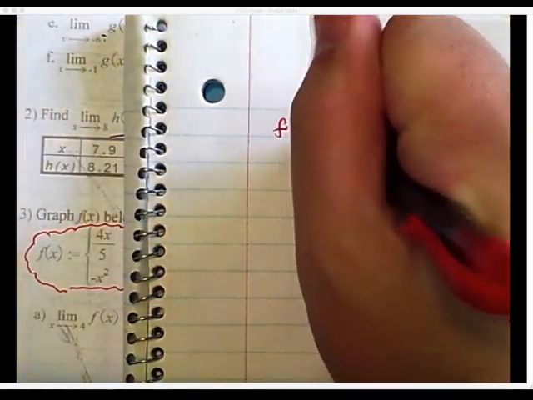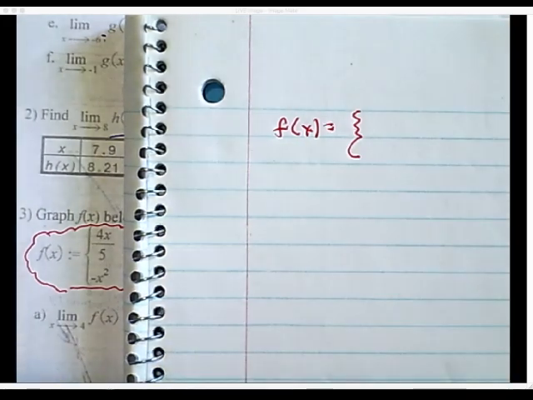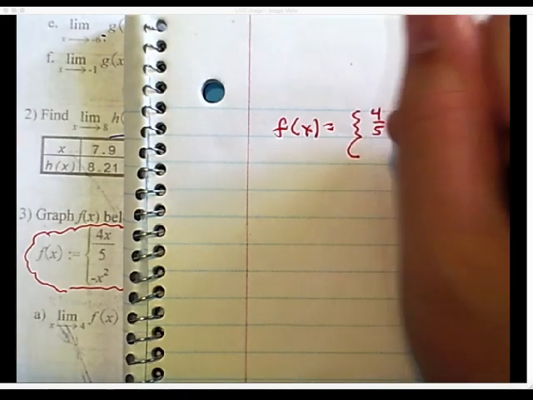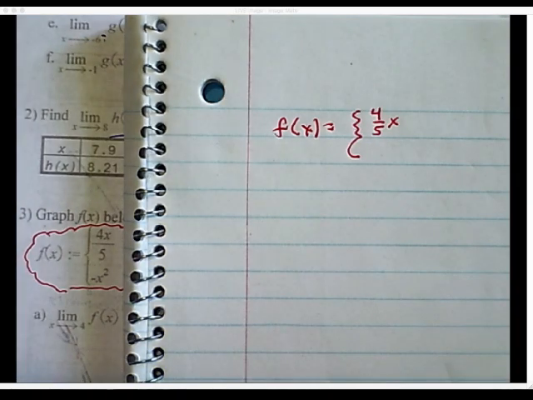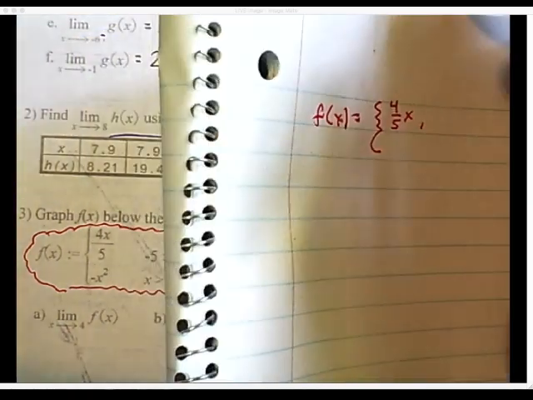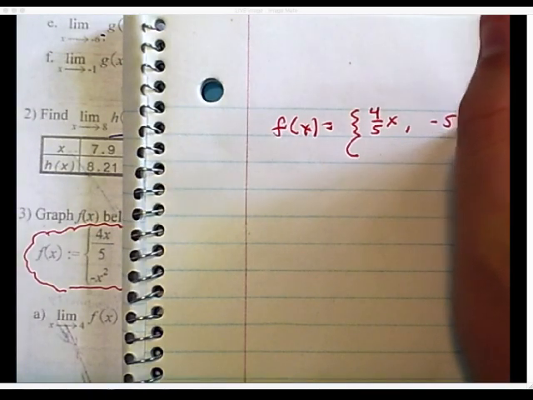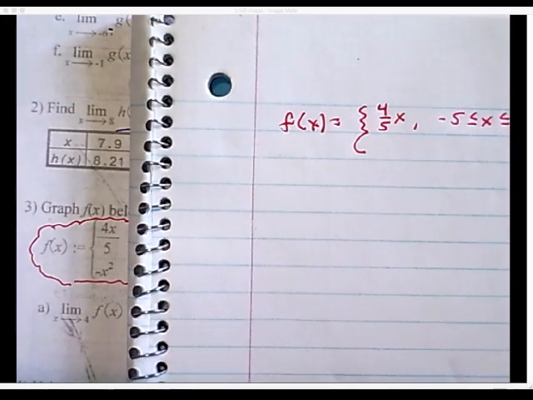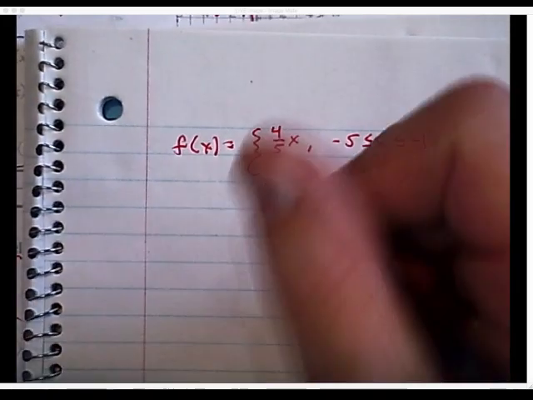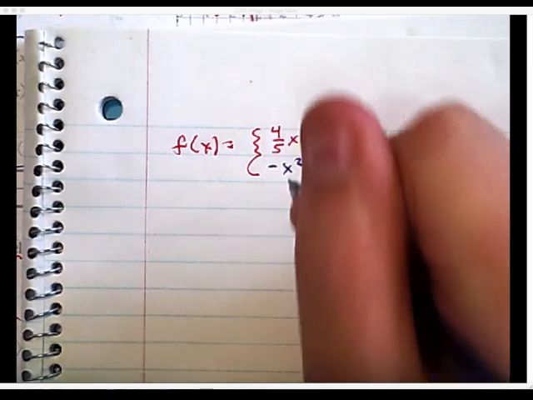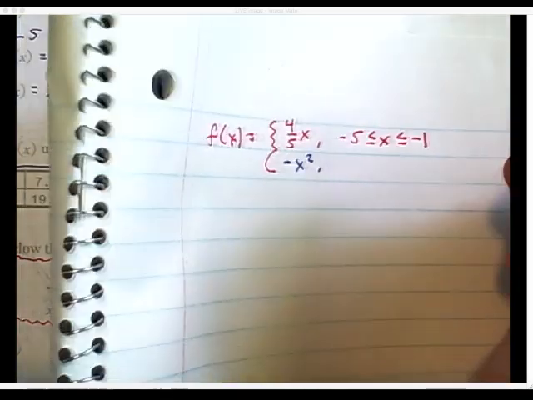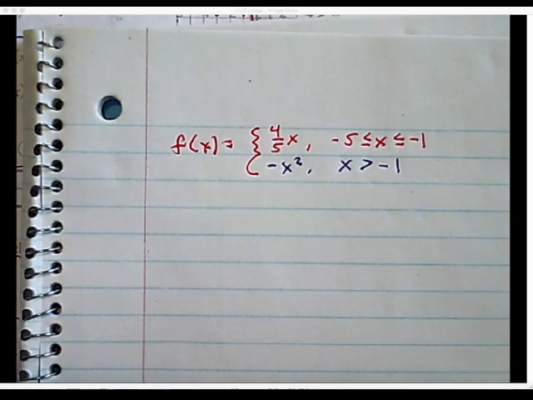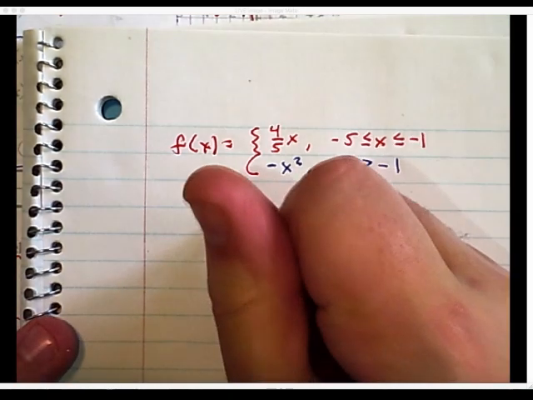f of x equals the piecewise function 4x over 5. I'm going to choose to write that as 4/5 x, which is the same thing. But that function's only good for x values that are between -5 and -1. And then you have a negative x squared, and that function's only good for x values greater than -1. So let's think about each of these parts.